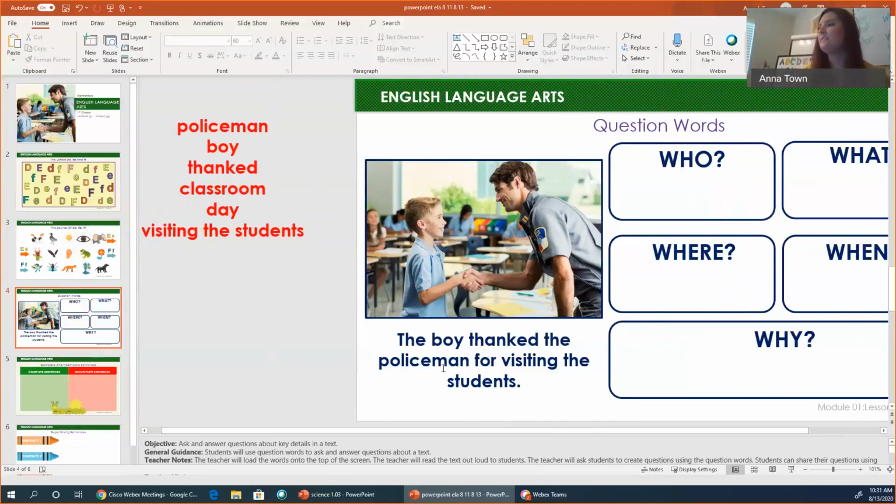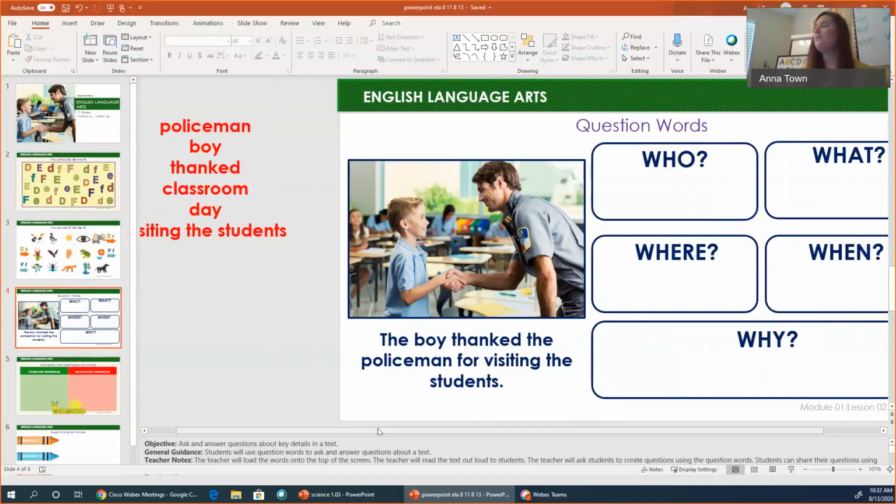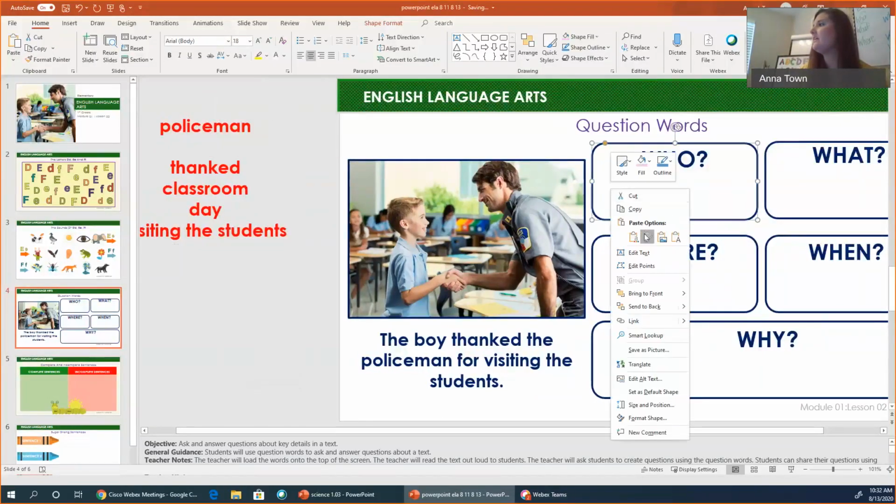I'm going to read this. The boy thanked the policeman for visiting the student. Who is in this story? The boy thanked the policeman for visiting the student. Who is in the story? I heard boy. You are right. So I'm going to put boy in here.